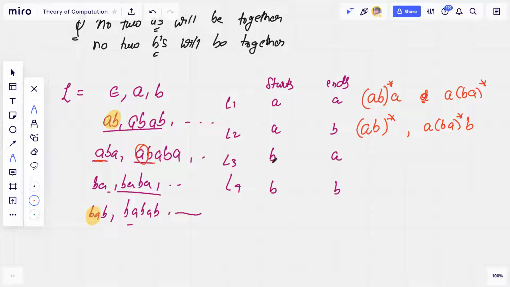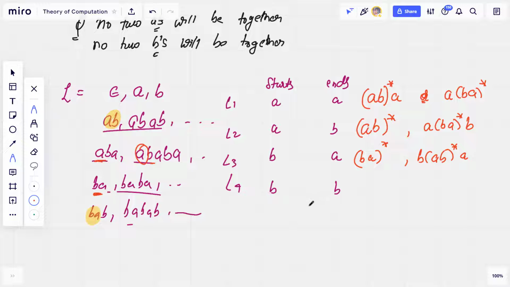So what about the strings starting with B and ending with A? Let's see. Where are those? This is that. So it can be written as B(AB)*A, or one might say B A star. These two are not exactly equivalent, but I don't really care about epsilon. L3 can be this or this, but my intention is that it should contain all the strings that start with B and end with A. I can account for epsilon later. So both regular expressions will work for L3.